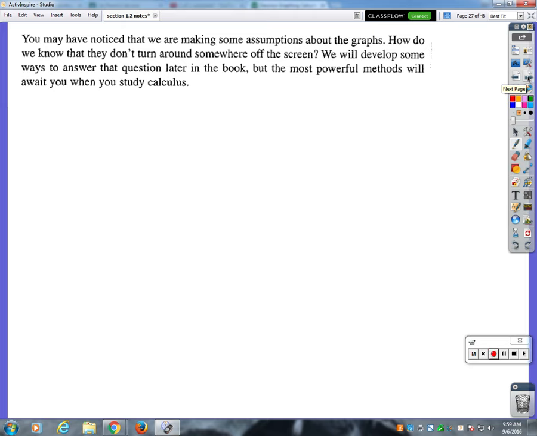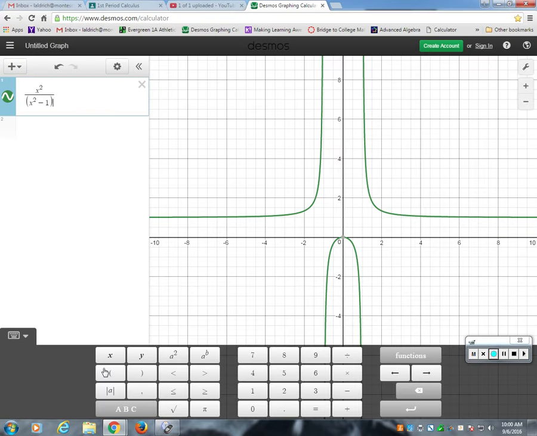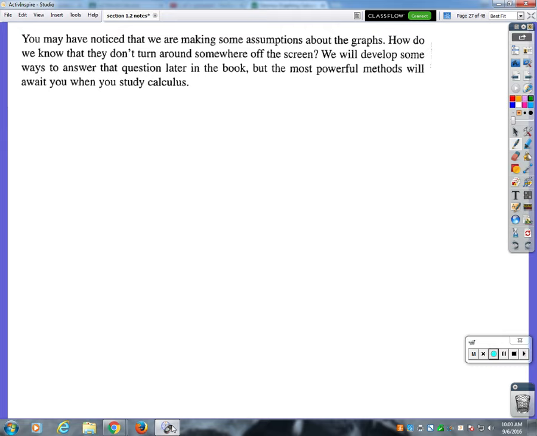You may have noticed that we were making some assumptions about the graphs. How do we know that they don't turn around somewhere off the screen? So in other words, when we say that this graph right here is decreasing till infinity, we're assuming that at some point it doesn't just start going up again. And you might reasonably ask, how can you tell? And apparently we're going to address that later in the course, but the best way to do that is through the use of calculus, which we'll learn next year. All right, that feels like enough for me today.